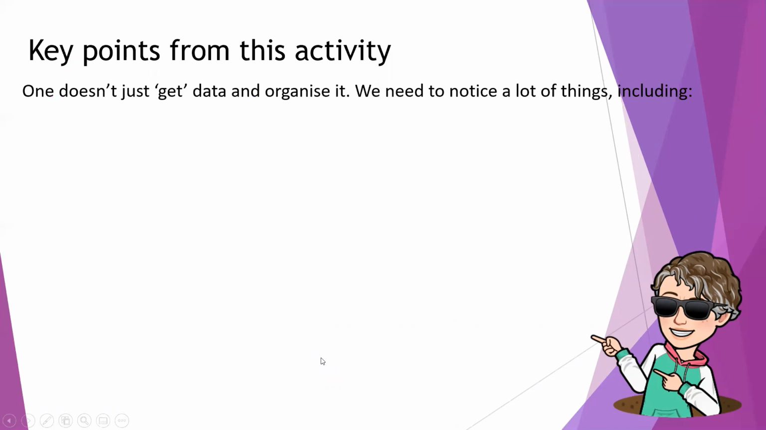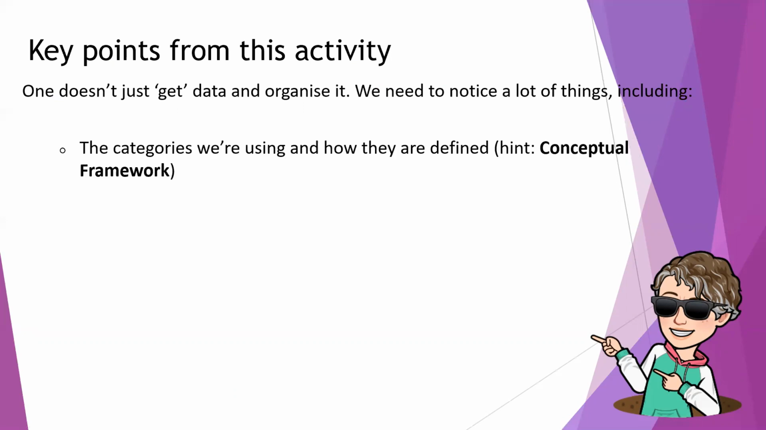What am I trying to say here? We need to notice all the different aspects that might go into a piece of research that involves producing information about the world, organizing it into data, analyzing it, and drawing some kinds of conclusions from it. We need to notice a lot of things. We need to notice the categories we're using, how we define them. Hint, we're going to talk about a conceptual framework.